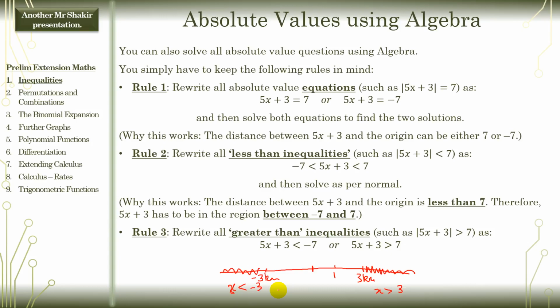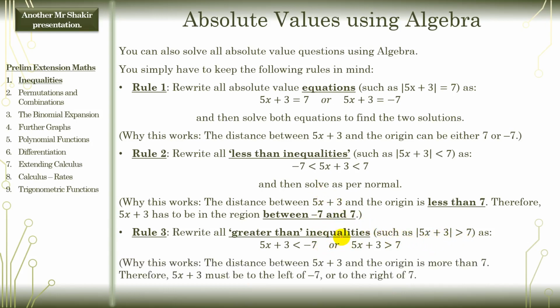Make sure you understand that, because it's important, otherwise you'll forget it. If you do maths blindly, you won't understand, and you'll forget very quickly. But if you really think and understand it, then it'll all make sense and you won't forget nearly as quickly. That's why we have to rewrite that equation, more than 7, as more than 7 or less than negative 7, because the distance is more than 7.